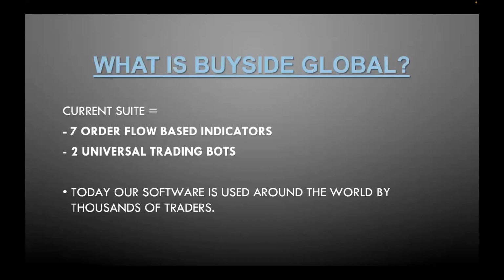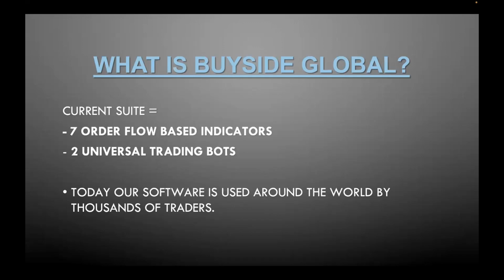So currently, our software is a suite of 7 indicators and 2 strategies, automated strategies. Our software algorithm is real-time proprietary buy-sell signals on time-tested strategies. Our software is based on institutional buy and sell programs.